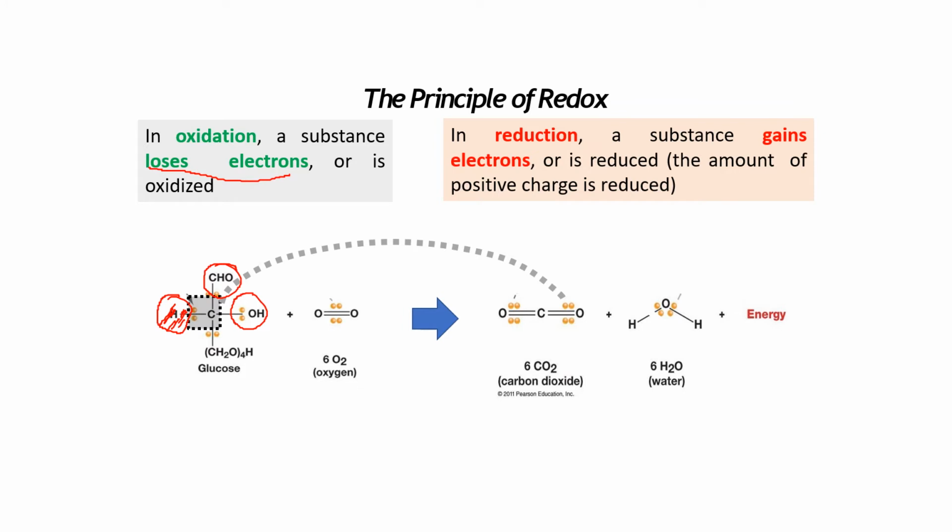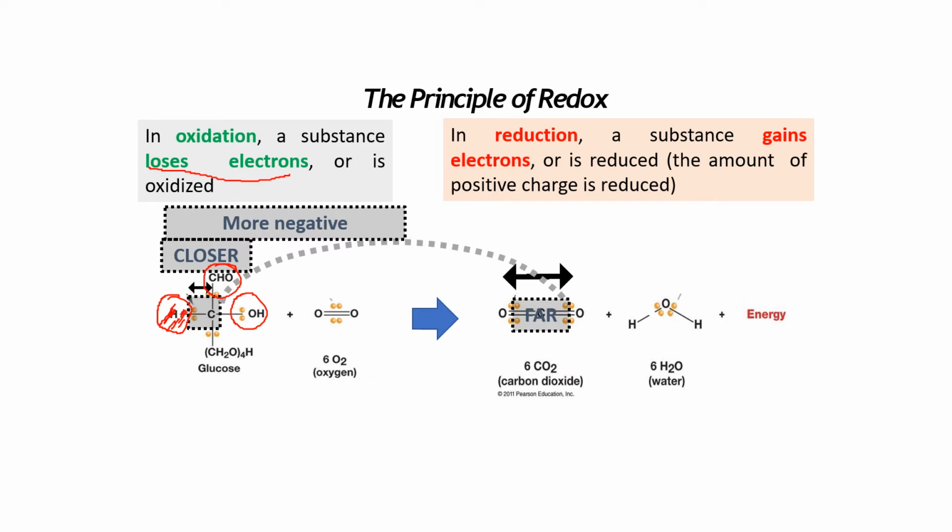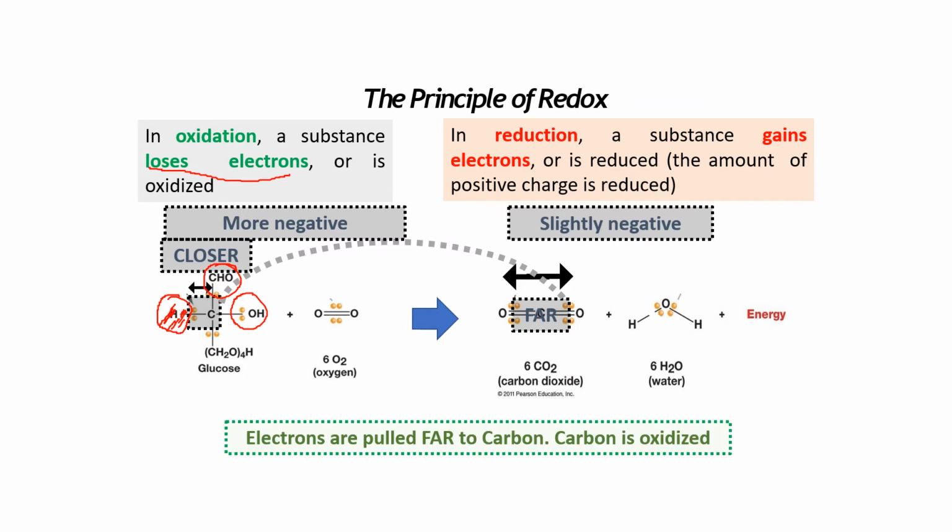So in other words, before, the hydrogens were closer to the carbon, so it was more negative because the electrons were close to the carbon. Later, as they lose the hydrogens, the electrons are going to be far from the carbon. They are going to be closer to the oxygen molecules, and the carbon is going to be only slightly negative, less negative. So as a result, the electrons are going to be pulled far from the carbon, and the carbon is going to be oxidized.